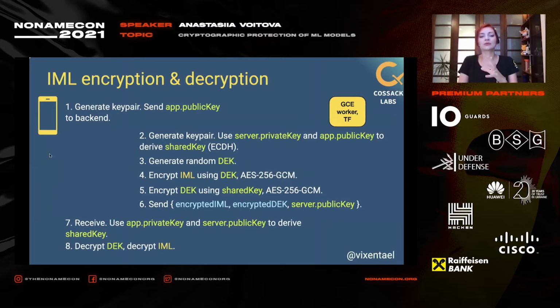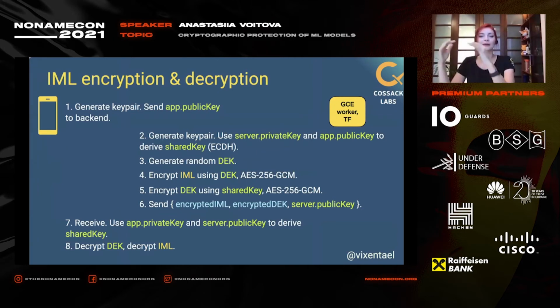Then on the backend, we will generate a random DEK. DEK means data encryption key. A random data encryption key. We will take our individual machine learning model and encrypt it using this newly generated DEK, using AES-256 GCM, encrypting the machine learning model into an encrypted machine learning model. Then what we will do with the key, because we just generated this key, we will encrypt the key, right? We will encrypt the data encryption key with the shared key we generated on step 2. We will use the same AES-256 GCM. And this is what we got: encrypted model, encrypted data encryption key, and server public key.